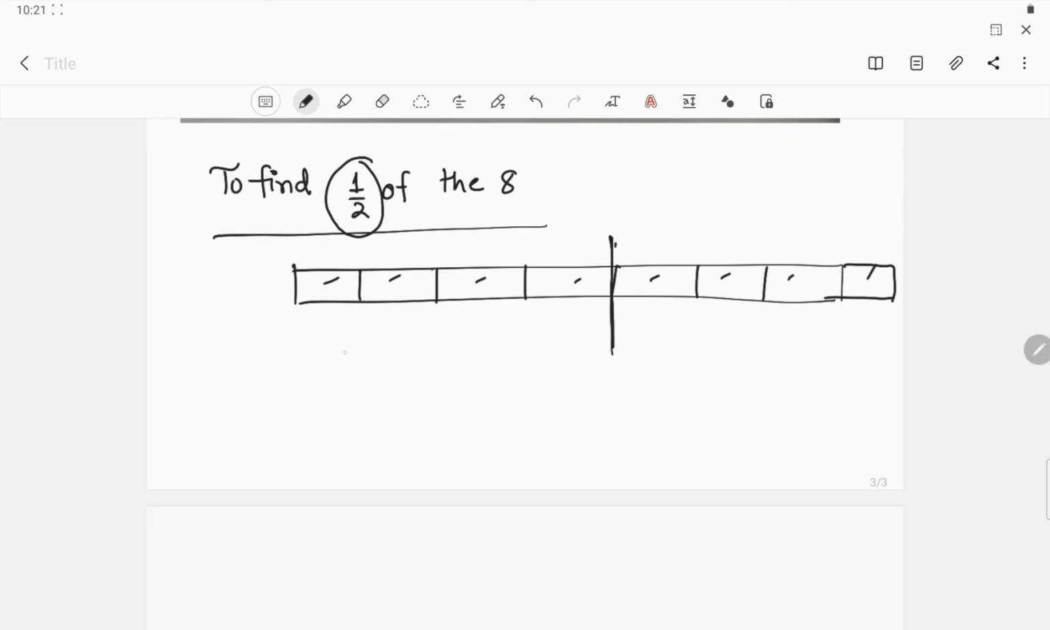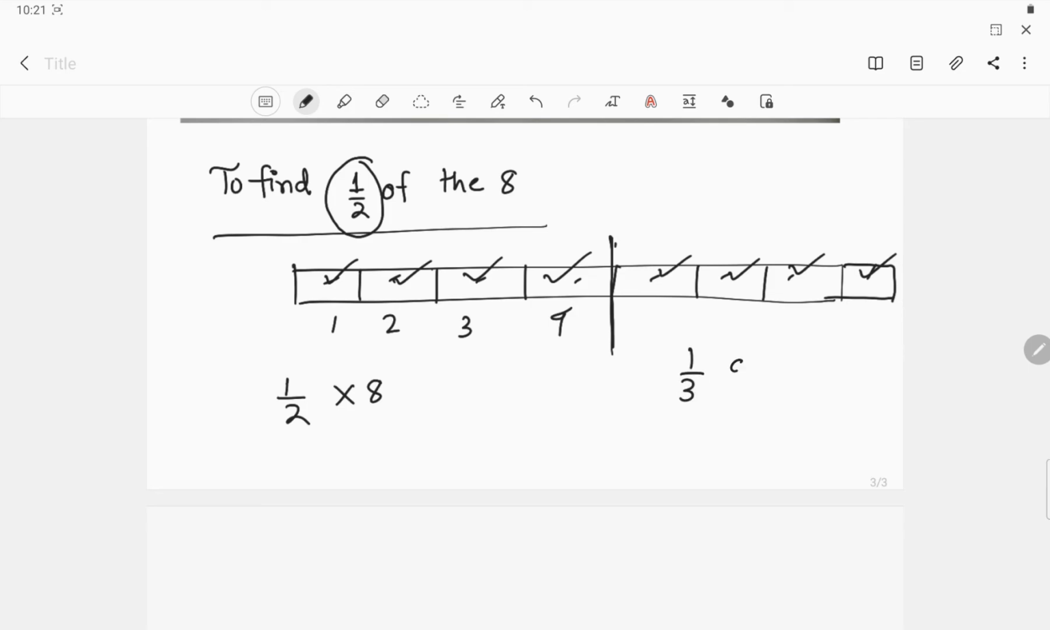So what will you get? 1, 2, 3 and 4. You can check, this is also 4. So I have divided into 4 and 4. You can check, 4 plus 4 is 8. That means 8 is divided into 2 equal parts. Each part contains 4, right? So half of 8 means half multiplied by 8. Of means multiply.